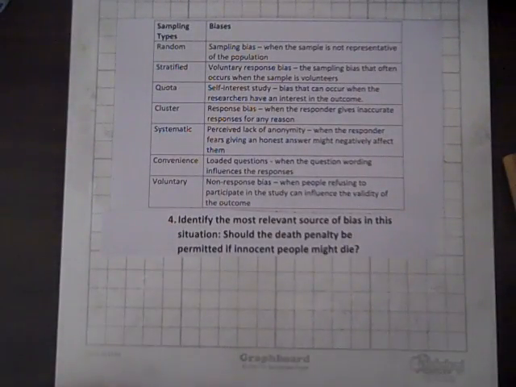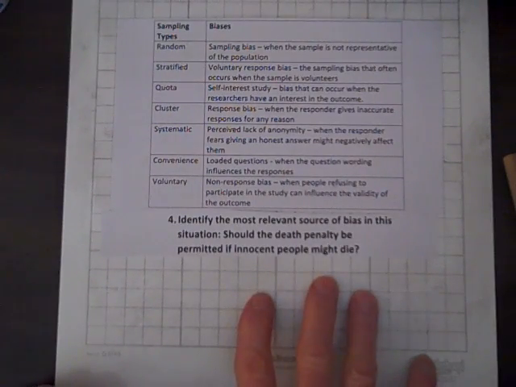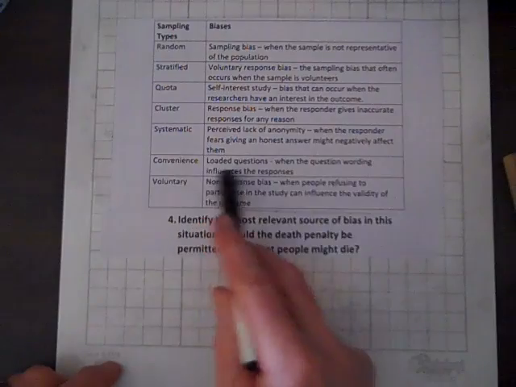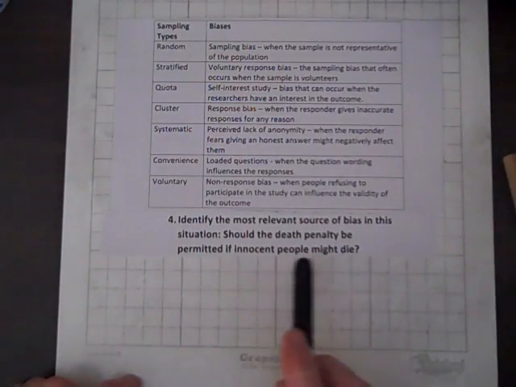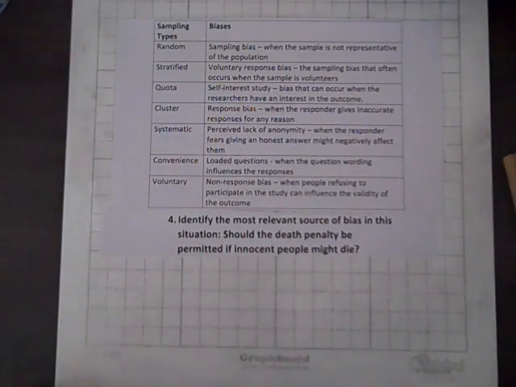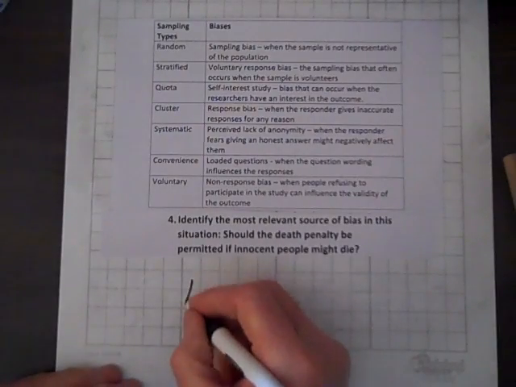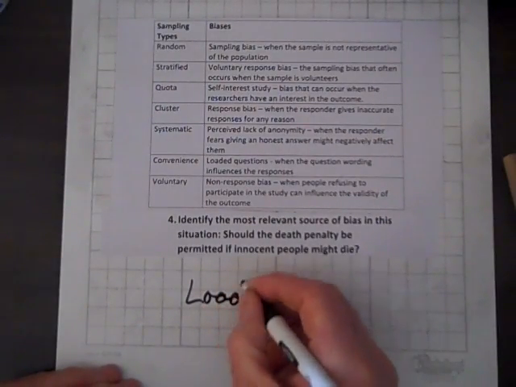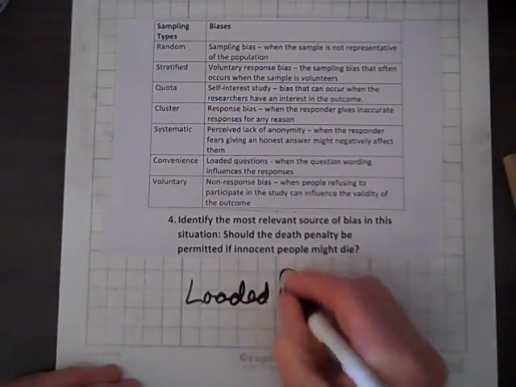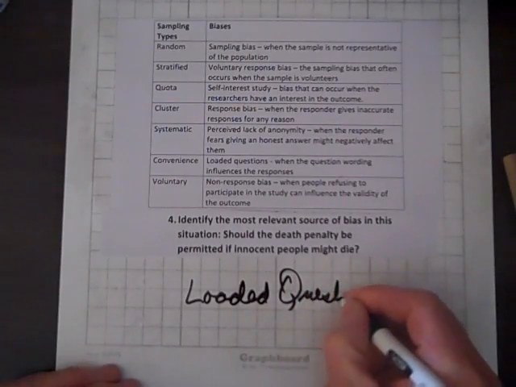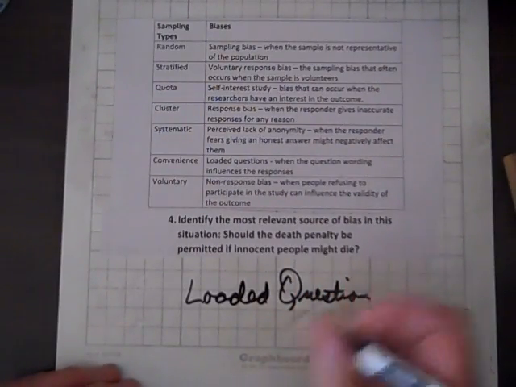Here's another bias question. Should the death penalty be permitted if innocent people might die? Well, this is another loaded question because it already provokes an opinion. So, loaded question. And that's the type of bias, and we're done with that one.